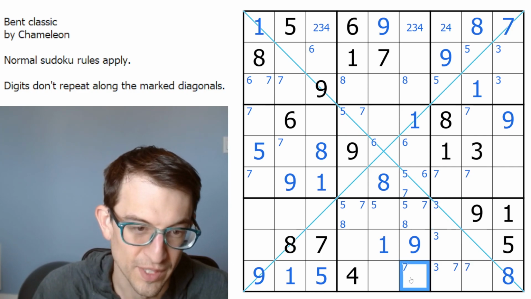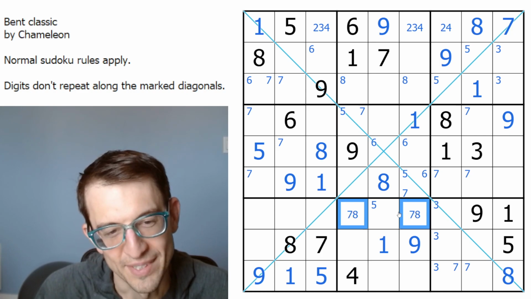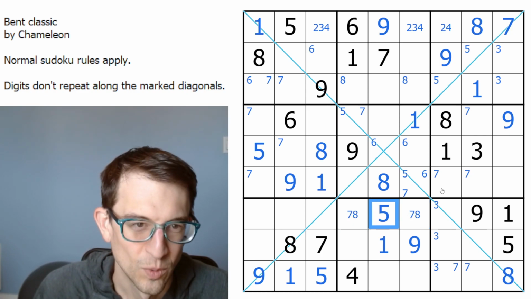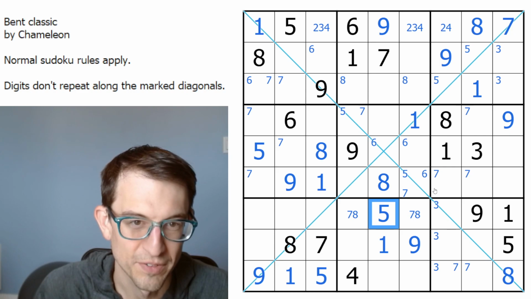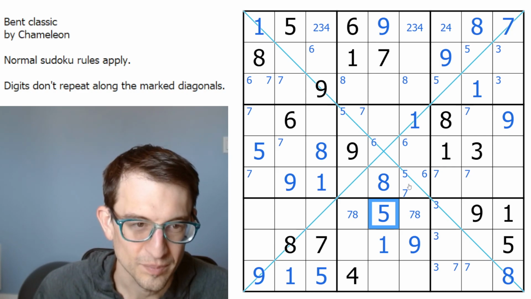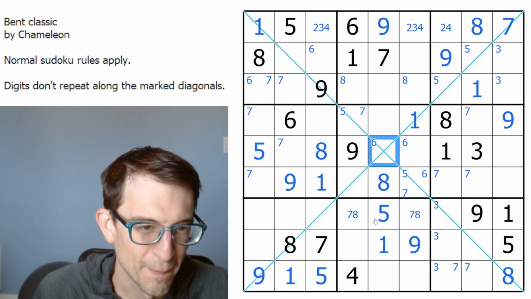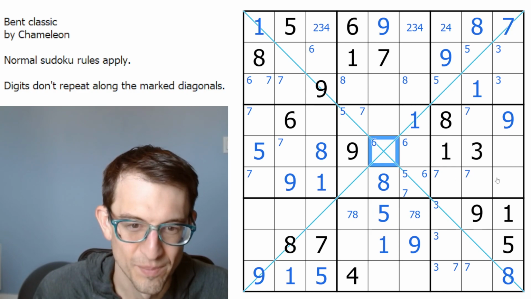7 is one of those, so this is not. And now I do get a 7-8 pair here. Wow. And that makes this a 5. Whew. That is rough. Okay. But that feels intended. But that is a hard deduction.